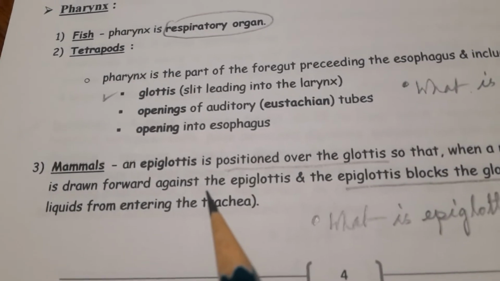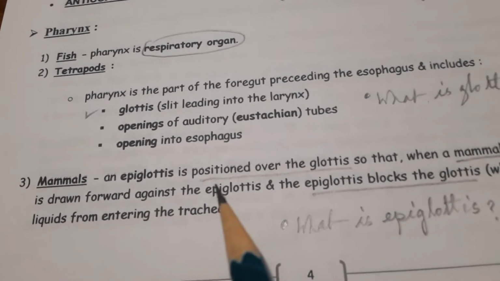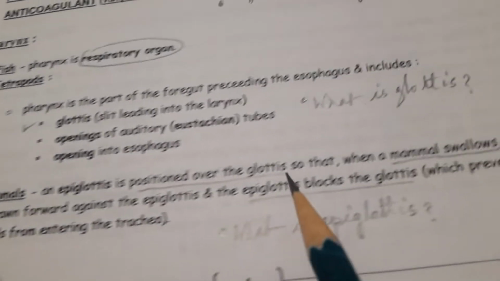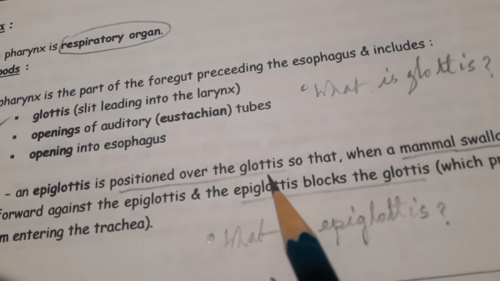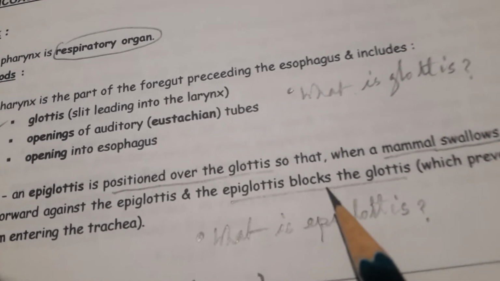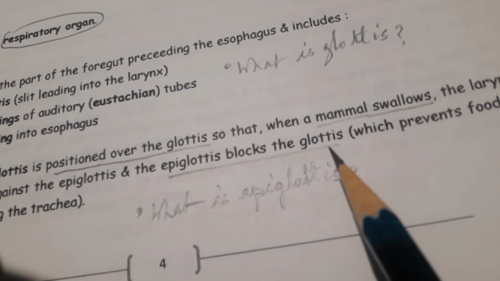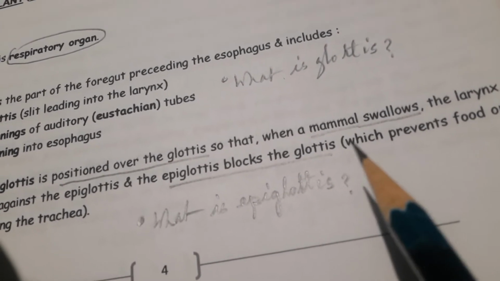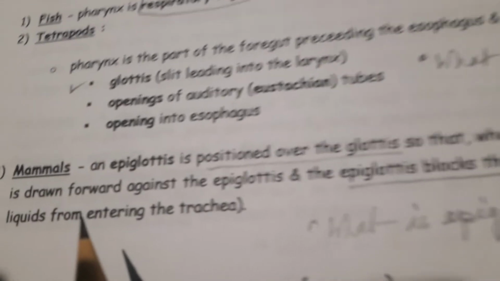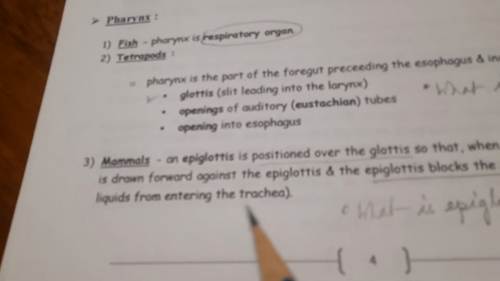In mammals, another part, the epiglottis, is also present, positioned over the glottis. What is its function? This epiglottis blocks the glottis, that is, it prevents food or liquids from entering the trachea.